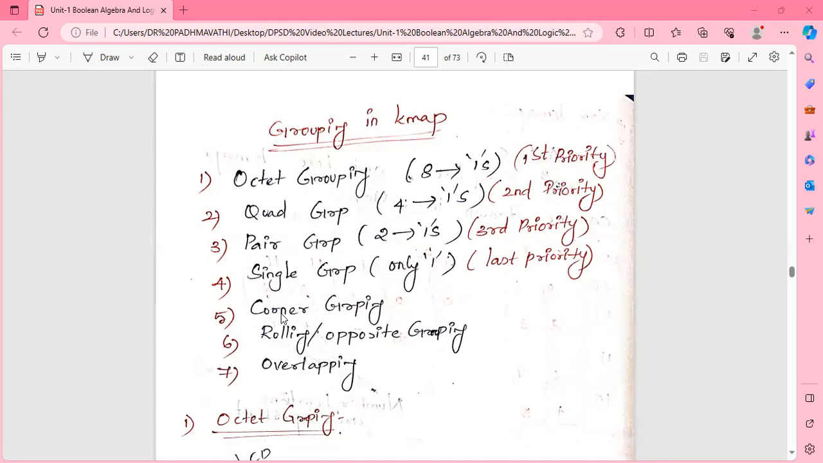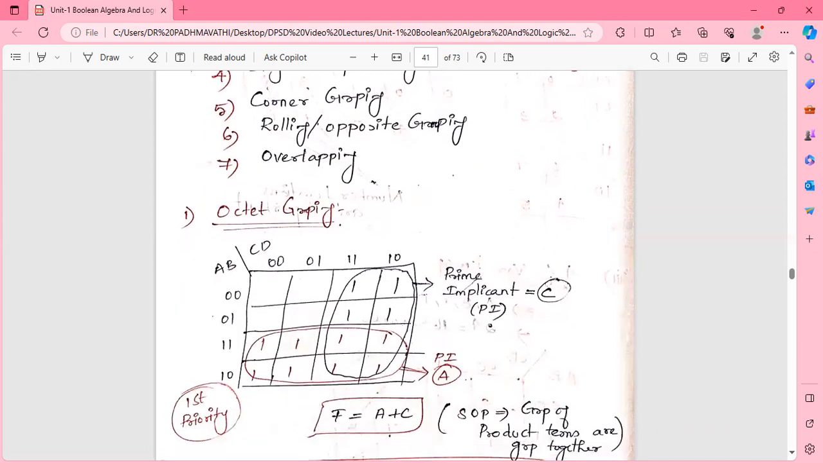Next are corner grouping, then rolling and opposite grouping, and overlapping. So these are all the different types of grouping techniques available in your K-map. Now we go for octet grouping.